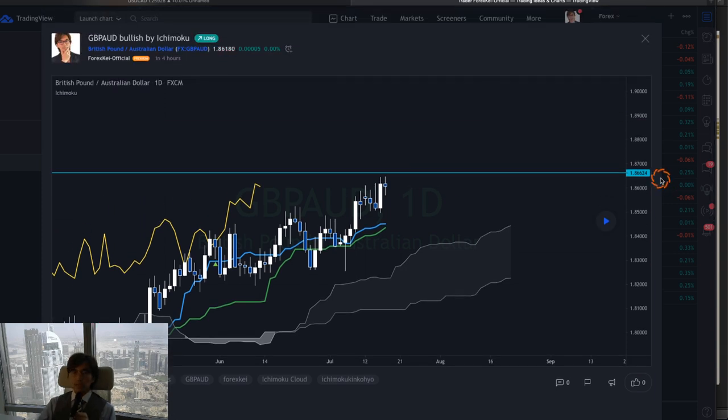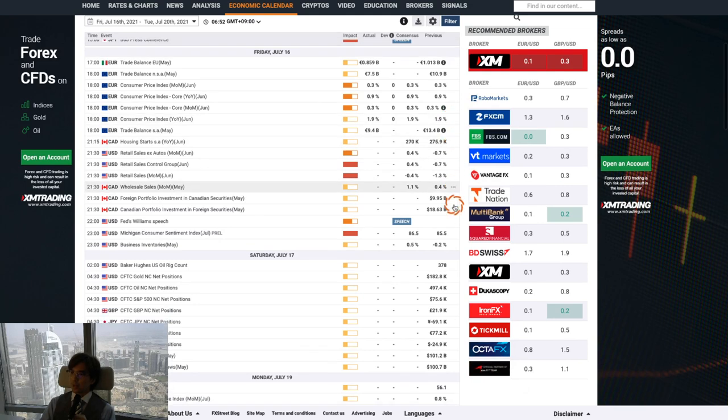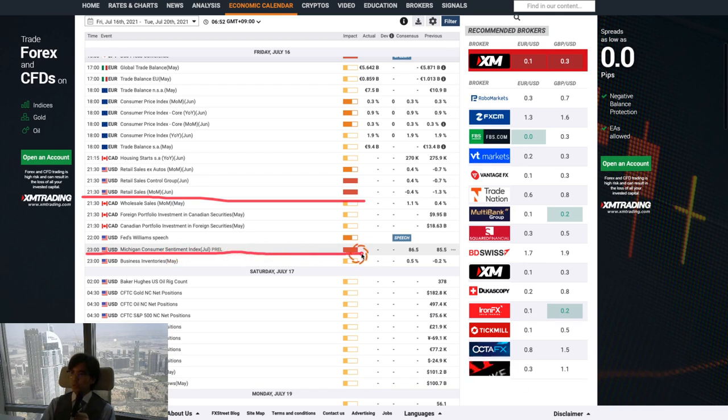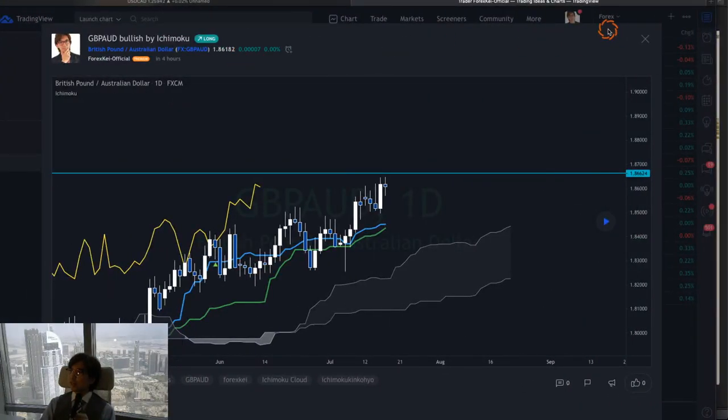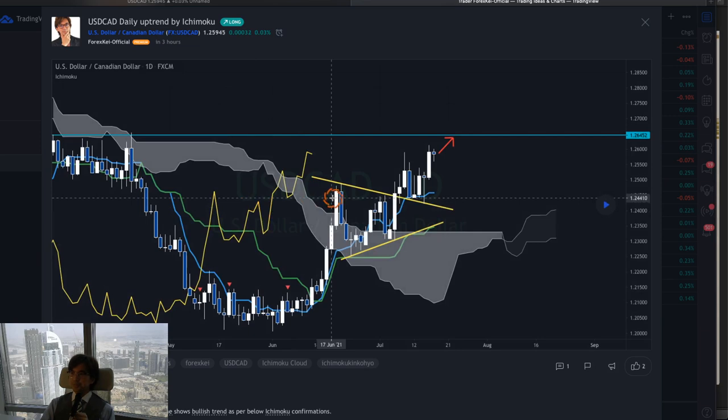Yeah, and also quickly mentioning the news for today, we have a couple of news events in the US. There will be retail sales today, and also the Michigan consumer sentiment report. These are important, and if you're taking trades on USD pairs, you have to be careful. Gold could also be affected by this. So in that sense, among these two pairs, the first one, USDCAD, could be affected by the news, and depending on the news, it may retrace backwards.